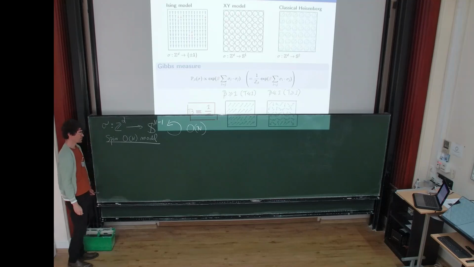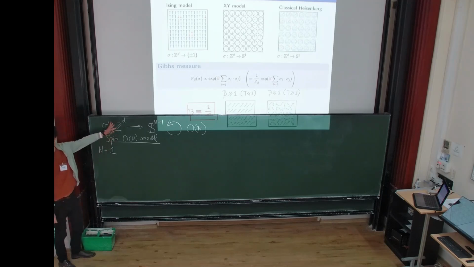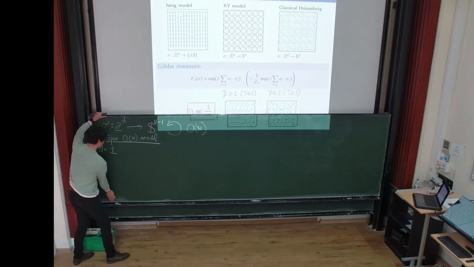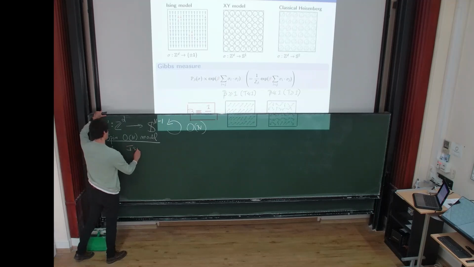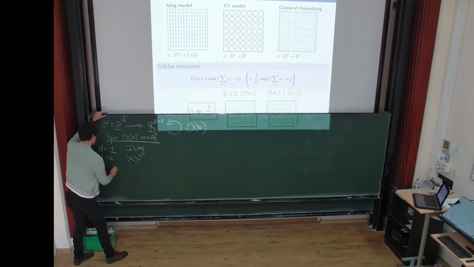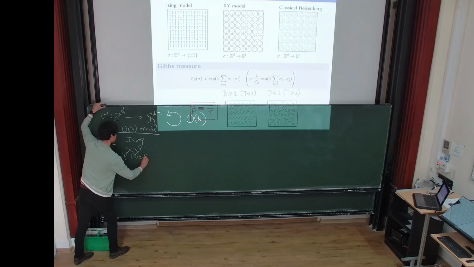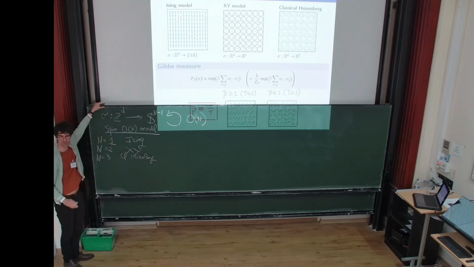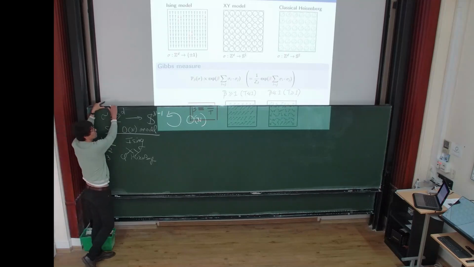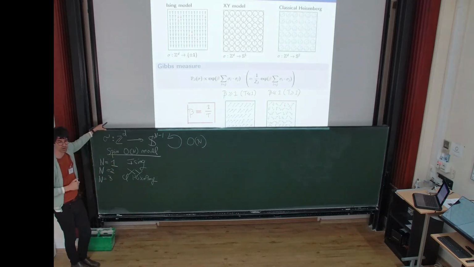So with this general definition, n equals 1, which is the S0 sphere, which is a little bit degenerate, this is the Ising model. N equals 2 is called the XY. N equals 3 is called the classical Heisenberg. And n equals 4, as far as I know, does not have a proper name. It's the spin O4 model and so on. So what do we do with this? This is the state space of the model.